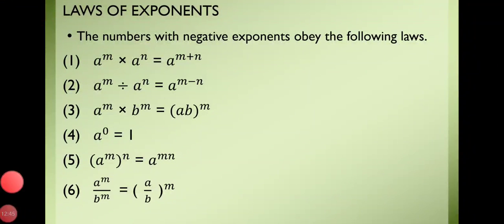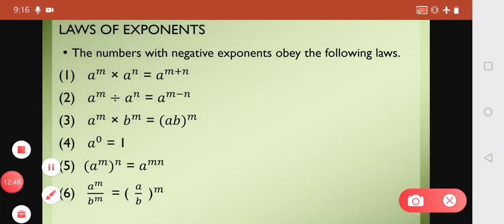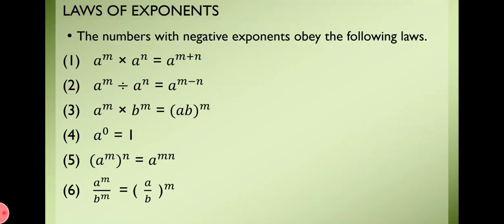And the last law is a raised to m upon b raised to m, which is equal to a upon b whole raised to m. It means if different bases with the same powers are divided, we will divide the numbers with the same power. That is, we write a raised to m upon b raised to m equal to a upon b whole raised to m. Now, let's use all this and solve the exercise.